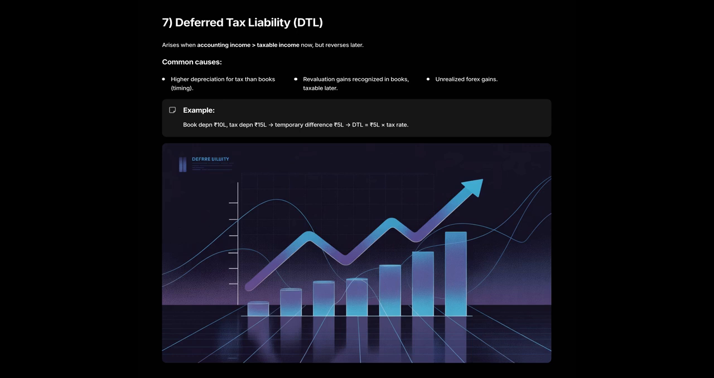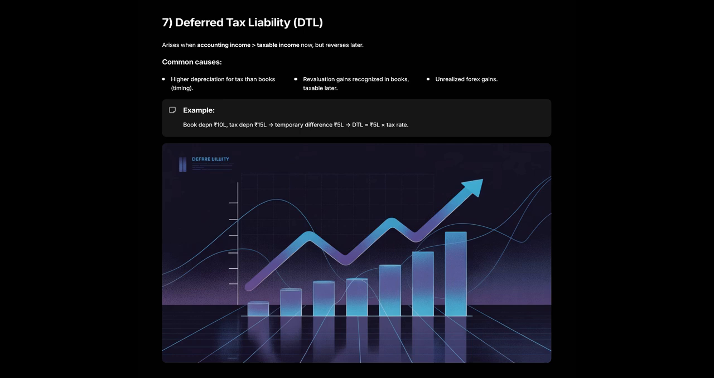A deferred tax liability, DTL. A deferred tax liability arises when your accounting income is higher than your taxable income now, but this difference will reverse later. Typical causes include higher depreciation claimed for tax than for books, revaluation gains recognized now, taxable in future, unrealized foreign exchange gains. Let's see a quick example.